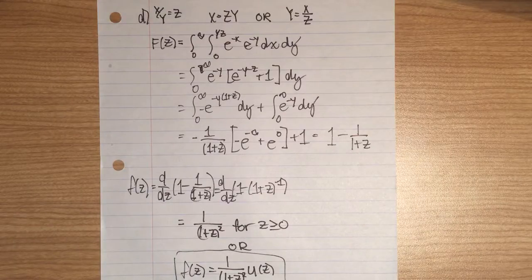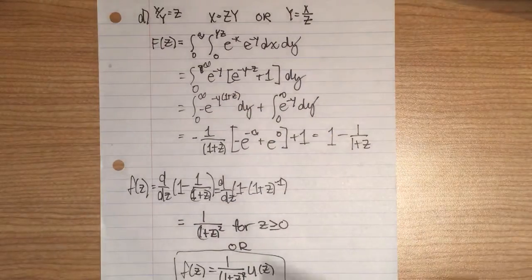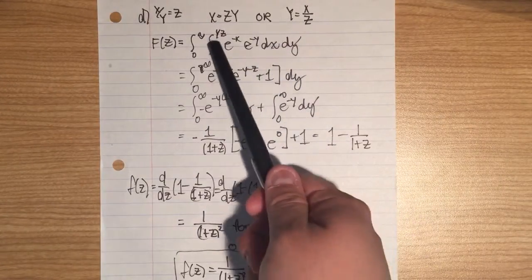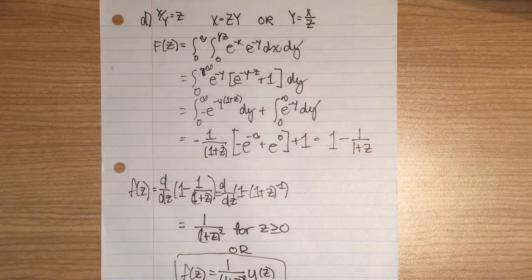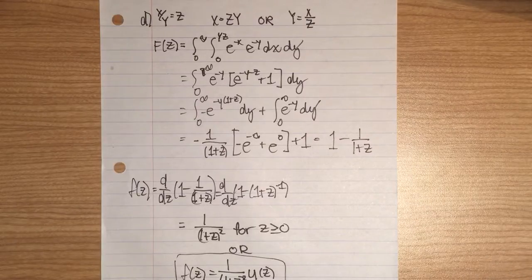So what I did was I used dx as the inner integral. So x equals zy, right? Since we're using it in terms of x equals zy, that's why your bounds are zy. So yeah, that's how I usually figure out my bounds. And then the outer bounds is from 0 to infinity for dy.